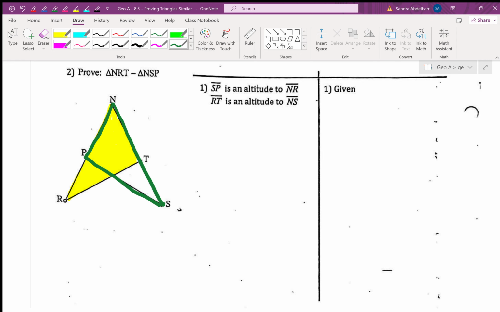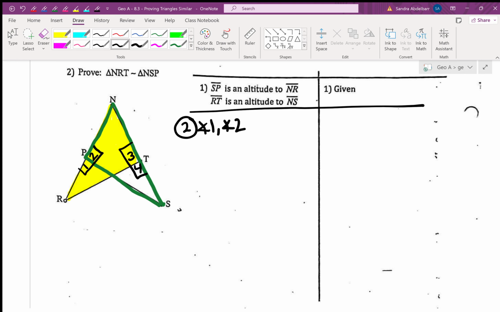Now they're telling us that SP is an altitude to NR. I hope you remember, what does an altitude make? Right angles. So these two angles will be right angles. But then it also says that RT is an altitude to NS, so that means these two angles are right angles. So in step number two, I need to declare my right angles: angle 1, angle 2, angle 3, angle 4 are right angles.